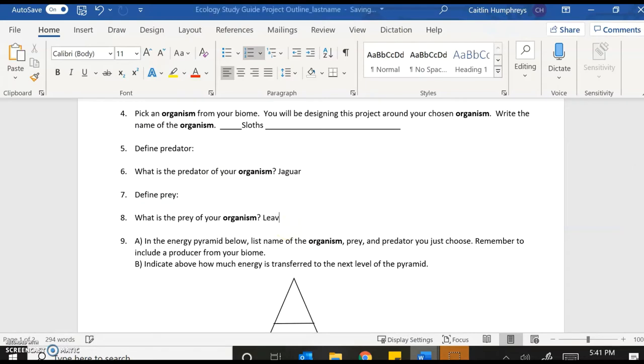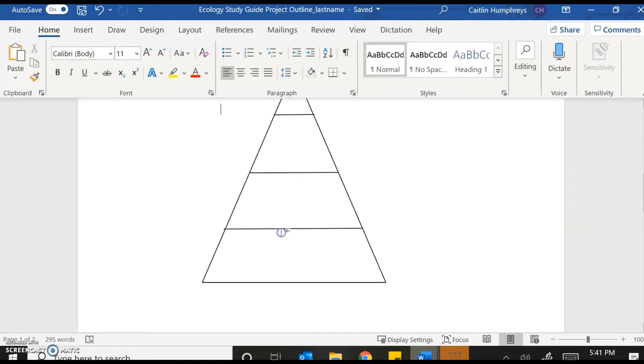So we're going to write leaves. All right. Now it says in your energy pyramid below, list the name of the organism, the prey right here, and the predator you just chose. Remember to include a producer. Well, our situation is different because we chose an herbivore. So the leaves are the producer. They're going to go at the bottom.